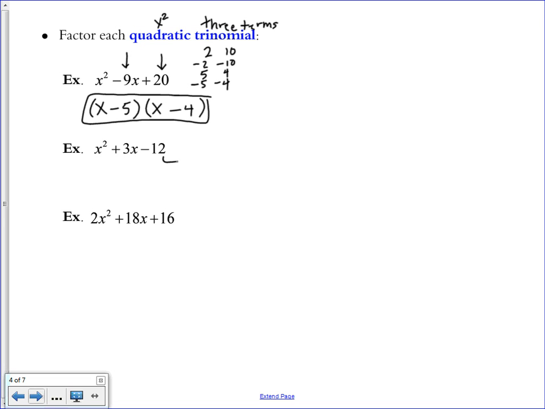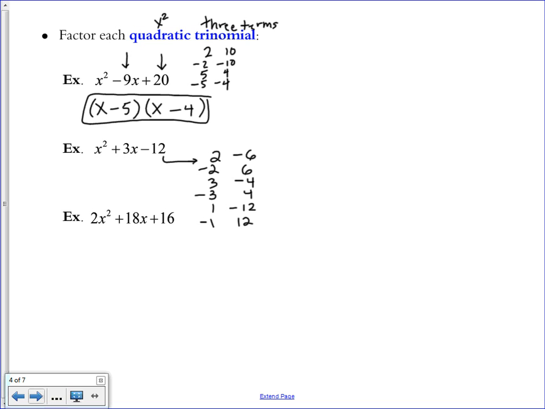Sometimes, no matter how long you think about it, you won't be able to find a pair. So if we look at the factors of negative 12, they're going to be 2 and negative 6, or negative 2 and positive 6, 3 and negative 4, or negative 3 and positive 4, 1 and negative 12, or negative 1 and positive 12, and there aren't any others.